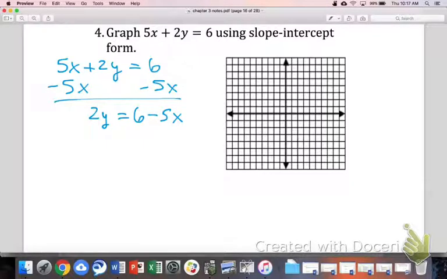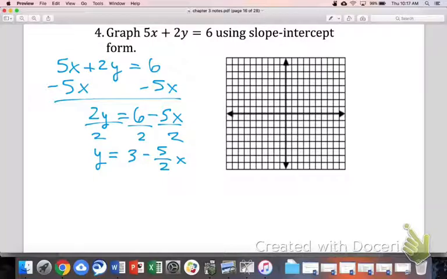And then we need to get the y by itself. Still not by itself. Cooper, what would I need to do to get the y all by itself? You'd have to divide by 2. That's exactly what we need to do. So we do that, just like we did before, and we end up with y equals 3 minus 5/2 x. So I want to pause real briefly right there. Do you guys have any questions on that part? Okay, fair enough.